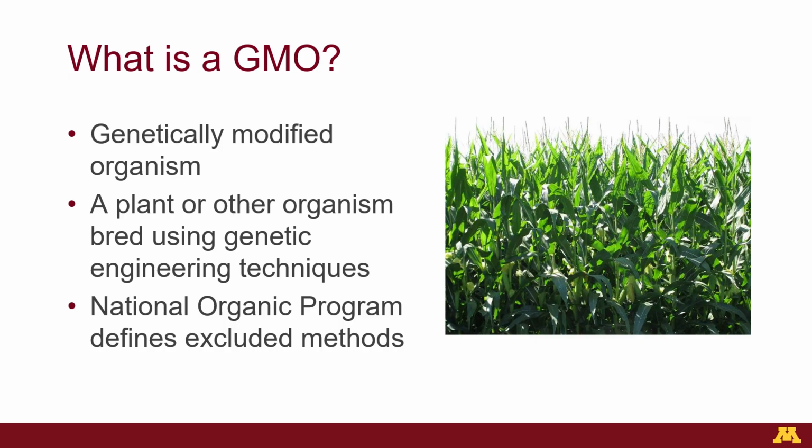GMO stands for genetically modified organism. The term can be defined in different ways. Most simply, a GMO is an organism, often a plant, but it can also apply to animals, bacteria, or fungi, that has been bred using methods that directly alter the genetic material using genetic engineering techniques. The USDA's National Organic Program provides a specific list of breeding techniques that are not permitted under organic standards.